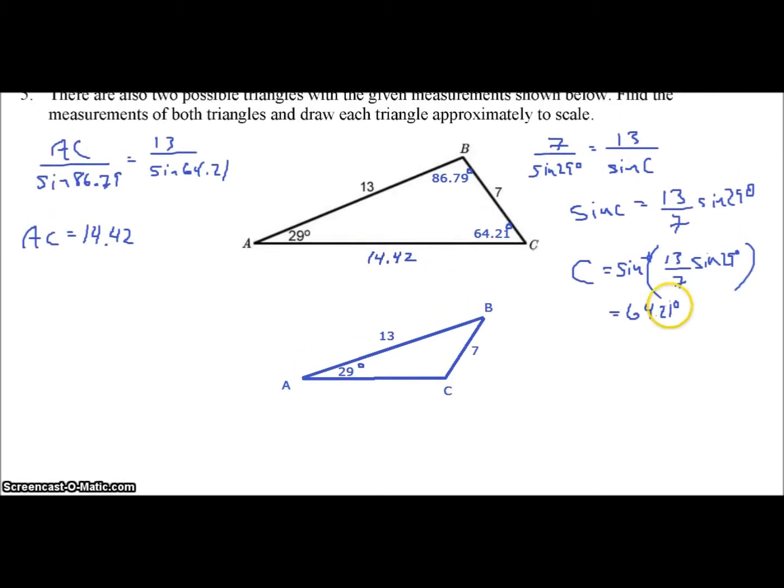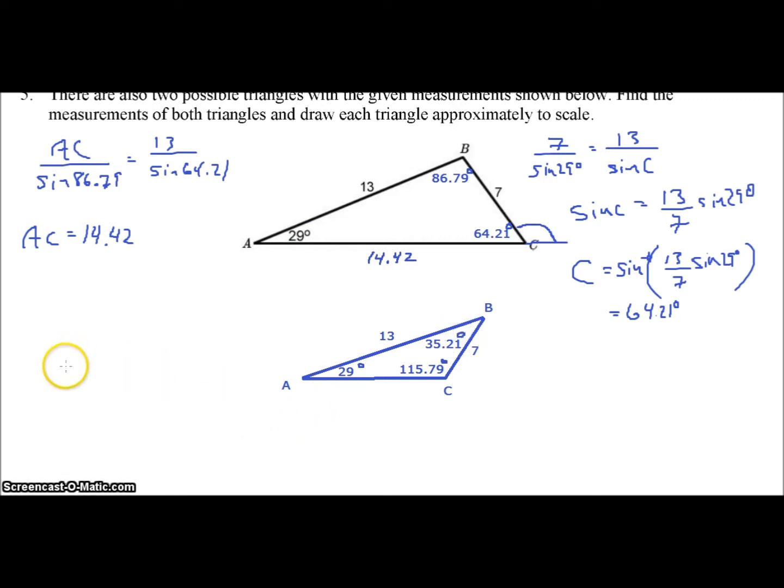Okay, now how do we find this new angle C? Well, note that this angle C in the bottom triangle is just this one, and that's a linear pair. We just need 180 minus 64.21. That gives us 115.79 degrees. Okay, now the other angle, 180 minus 29 minus 115.79, that's 35.21 degrees.